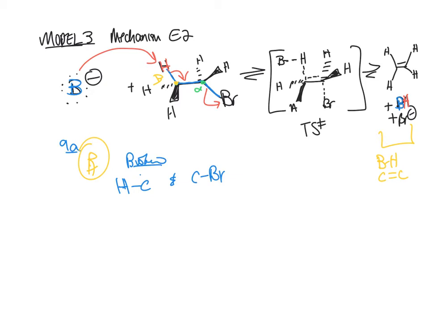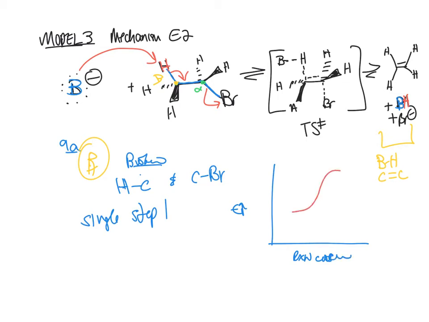How many steps are involved in the E2 reaction mechanism? It's just a single step, 1. So remember your energy diagram? The reaction coordinate is basically going to be like this. So your starting material, and then you have your transition state at the top here, and then you have your alkene product.